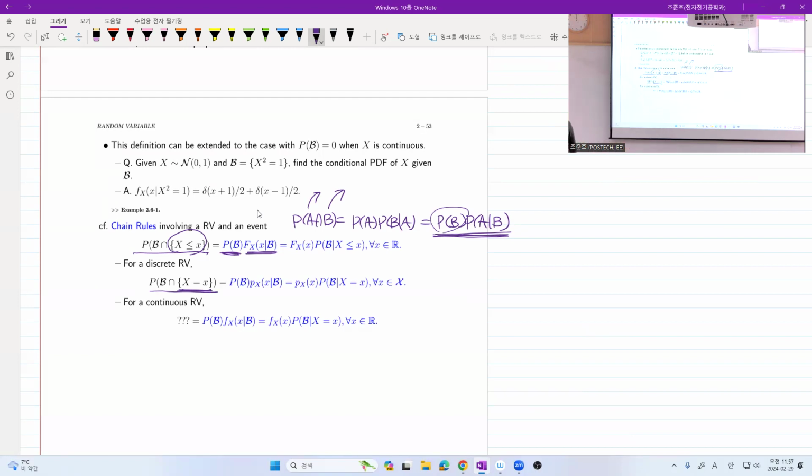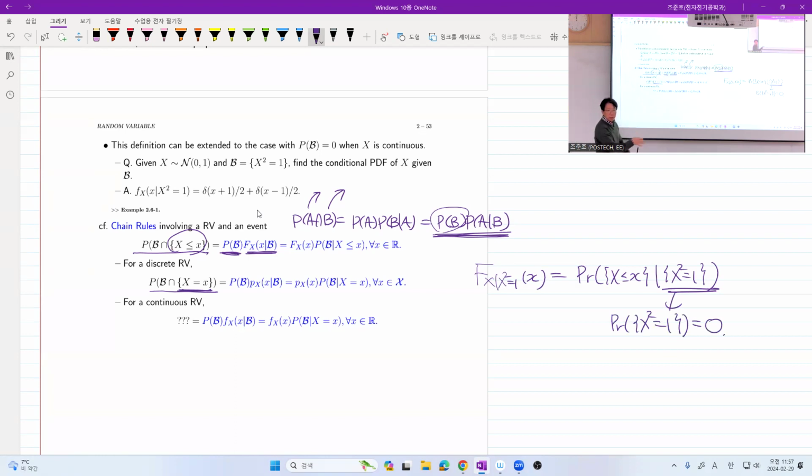Probably in the previous problem like this, once you have written the conditional probability of the event x less than or equal to x given x squared equals 1, you have focused on this one. And you have said that this is 0, right? In a Gaussian, the probability of the event that you observe x squared equals 1 is 0, right? Because it's a continuous random variable. So this kind of thing is called point conditioning.